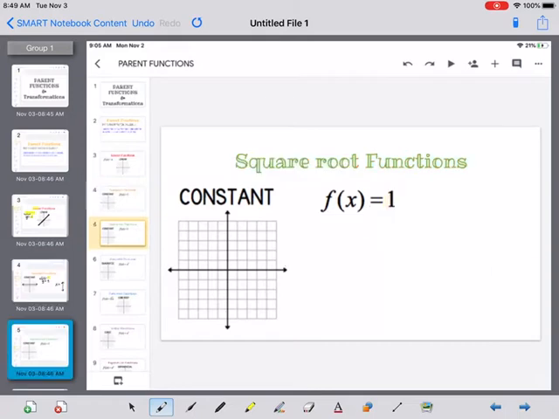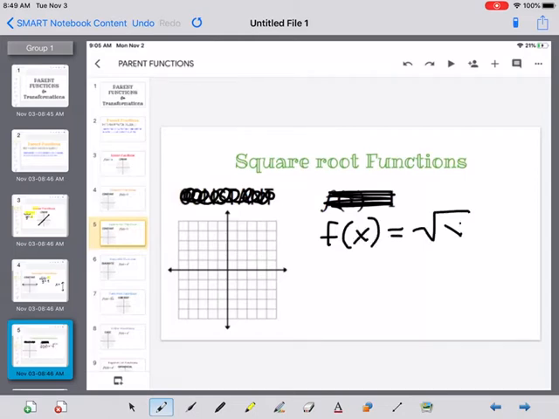The next parent function we're going to go through is the square root function, and this is not the correct function. We have a typo, so it's f of x, and the parent function is the square root of x. So any equation that starts with a square root and x, you're going to start at 0, and your line is going to be going up towards infinity.